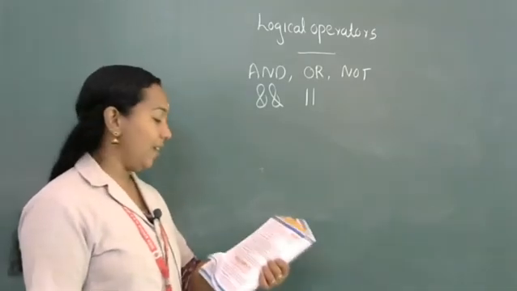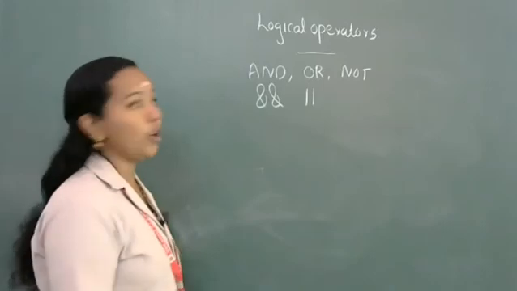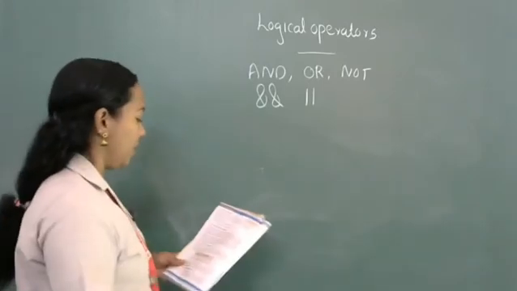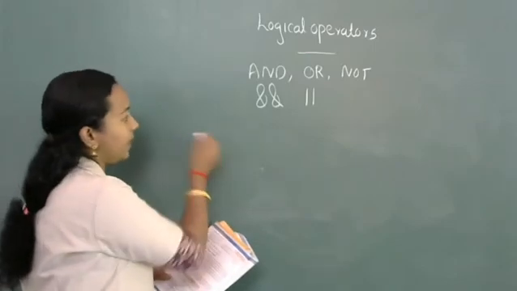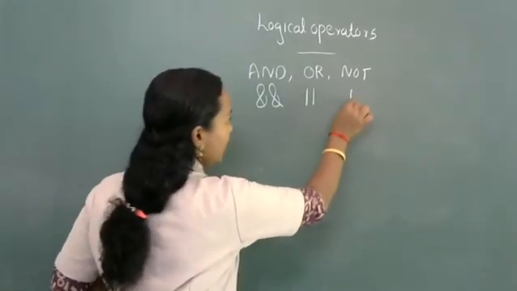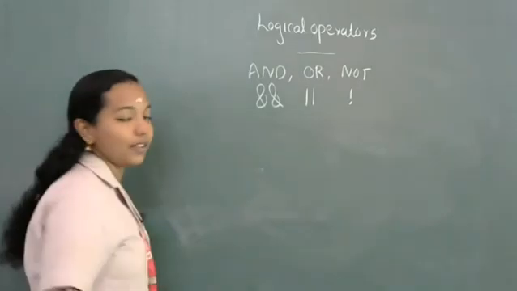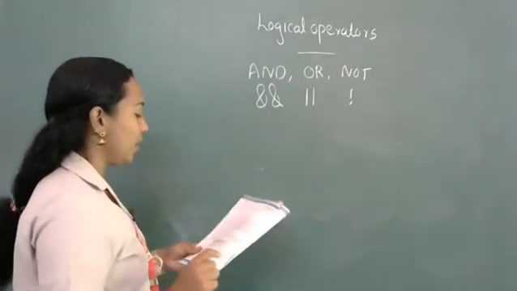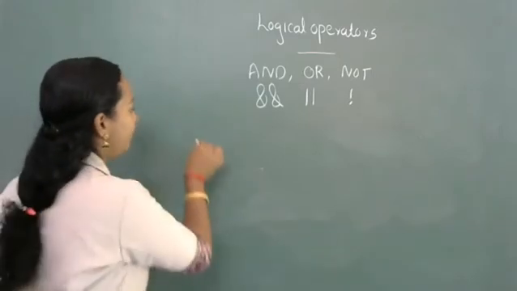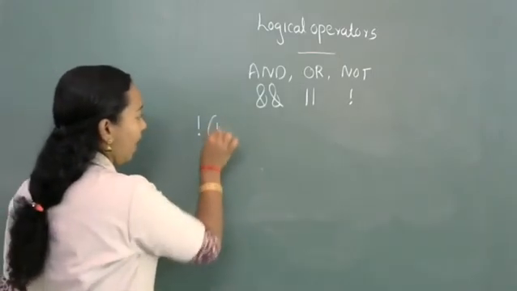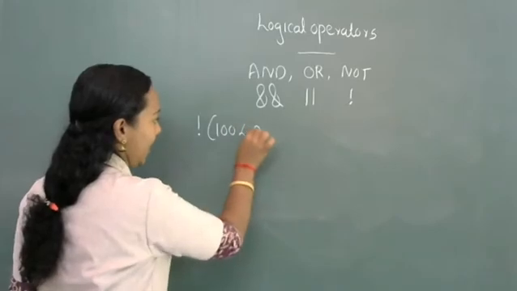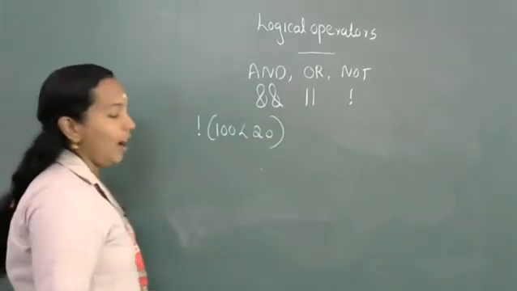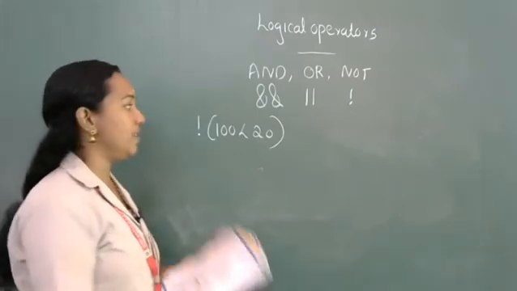Then the next one is the logical NOT operation, or negation operation. So we can write like this. The symbol that we are using is the exclamation mark. Okay, which symbol are we using? Exclamation mark. So here I am going to write one example: not 100 less than 20.